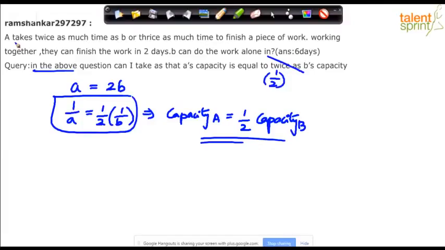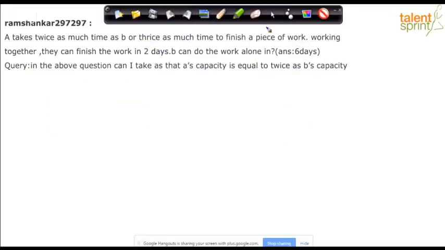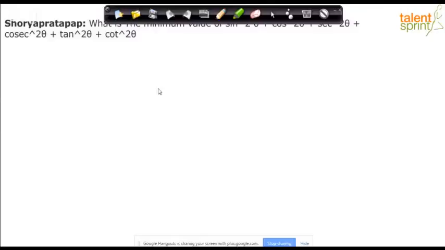But the question seems to be incomplete. You're saying A takes twice as much time as B, or thrice as much time to finish a piece of work. What is this? So either you have not copied it completely, or the question given is wrong. So what you do is just solve the question keeping this point in mind, right? Time is doubled, so capacity would be half. I'm moving on to the next one. I hope Ramshankar has followed this. Let me move on to the next question.